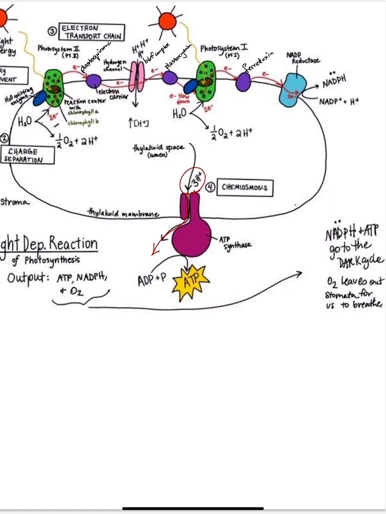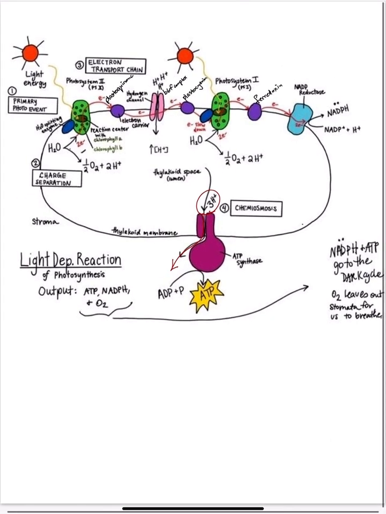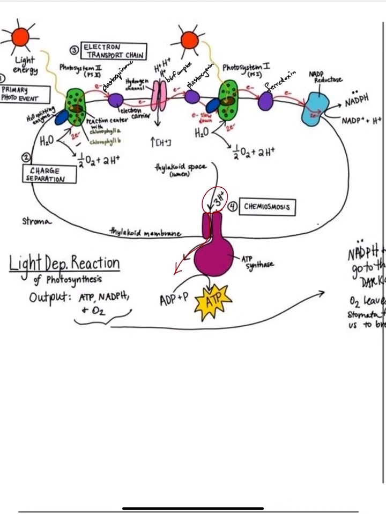The NADPH and the ATP next go to the dark cycle. And in the dark cycle, or the light-independent reactions of photosynthesis, we will see how the glucose is produced in that cycle known as the Calvin cycle.